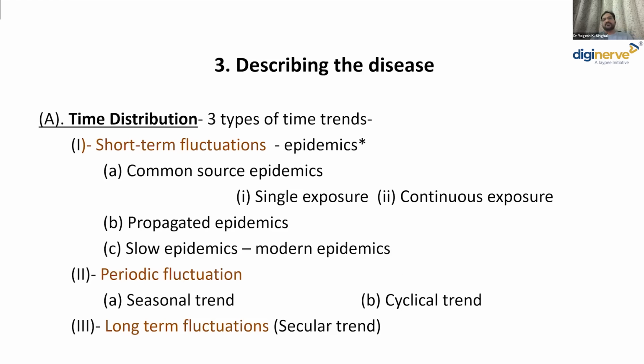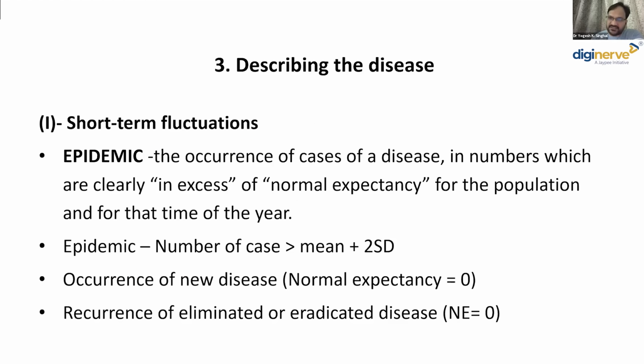What is short-term fluctuation? The word fluctuation means there are some changes, fluctuation in the frequency of the disease. Short term means some recent condition, or some changes in the disease for a brief period. In short term, we also study epidemics.